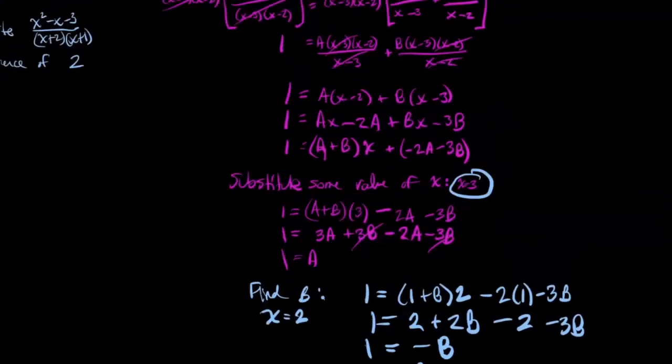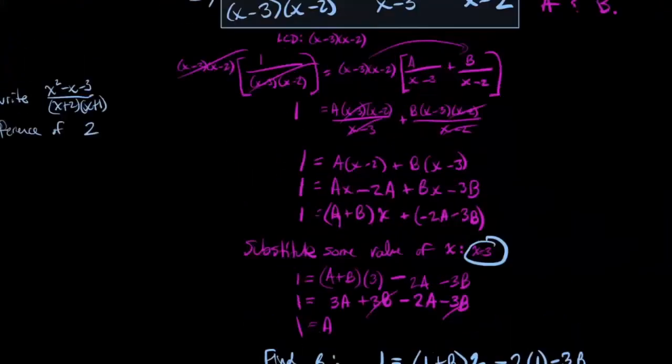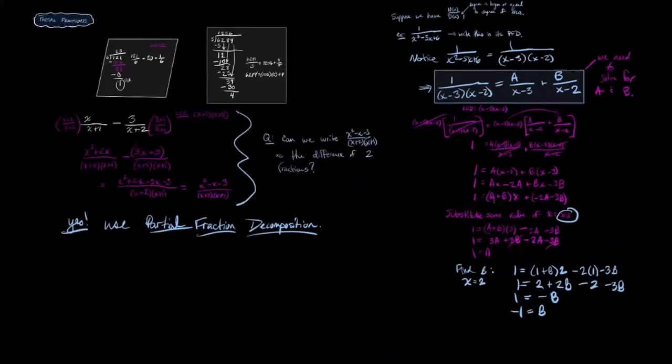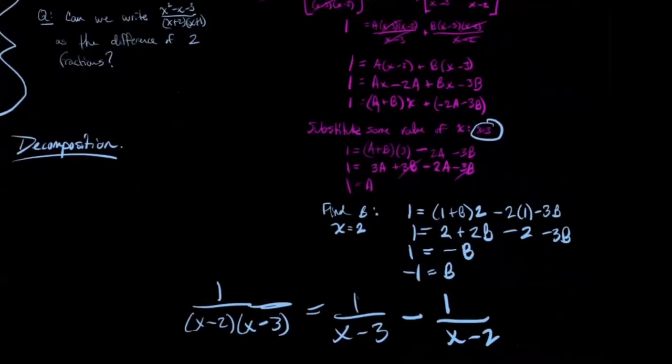Okay. So what that means for us is that 1 over x minus 3 times x minus 2 is equal to, and we had a over x minus 3, so it's 1 over x minus 3. And then we had plus b over x minus 2, but we can just subtract it. And that way we don't have to make the individual 1 a negative. So minus 1 over x minus 2. And that's what we're looking for right there.